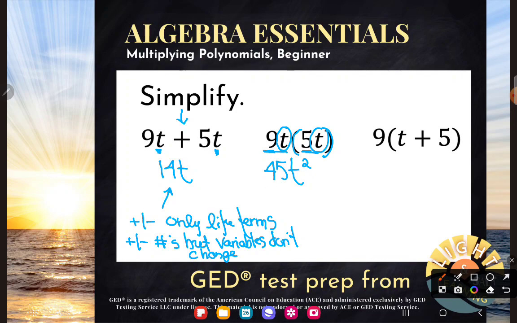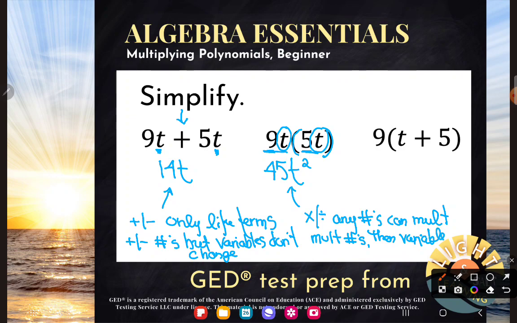So let's sum that up just like we summed up addition and subtraction. With multiplication and division, any numbers can multiply. They don't have to be like. And as we said, you're going to multiply the coefficients first, the numbers out front. And then you're going to put the variables. And make sure you use exponents for any repeated factors if you see the same variable more than once.